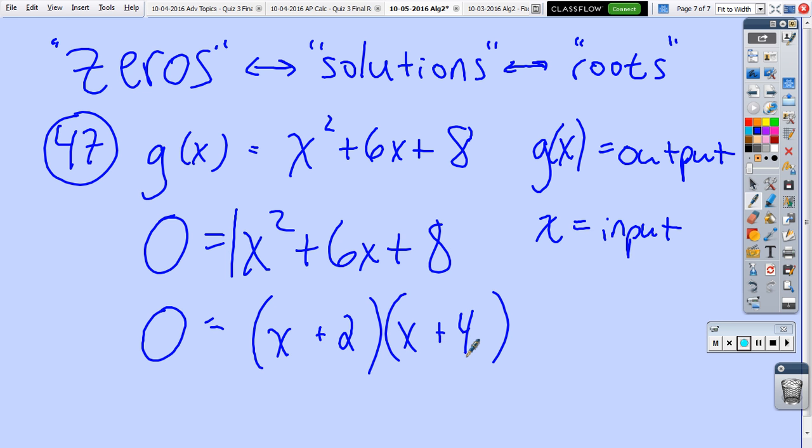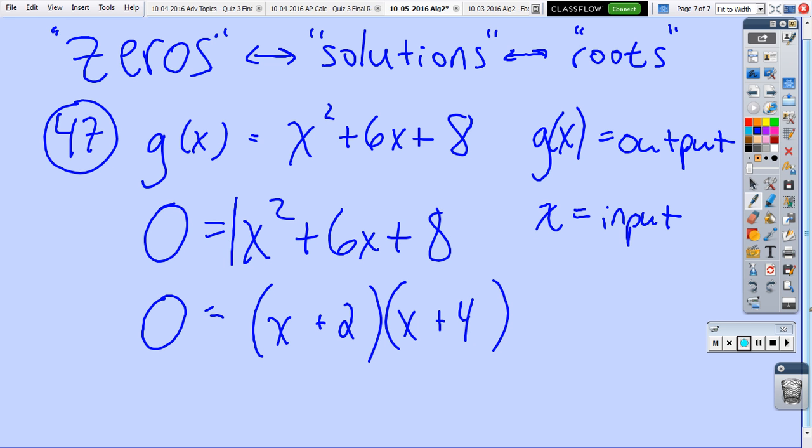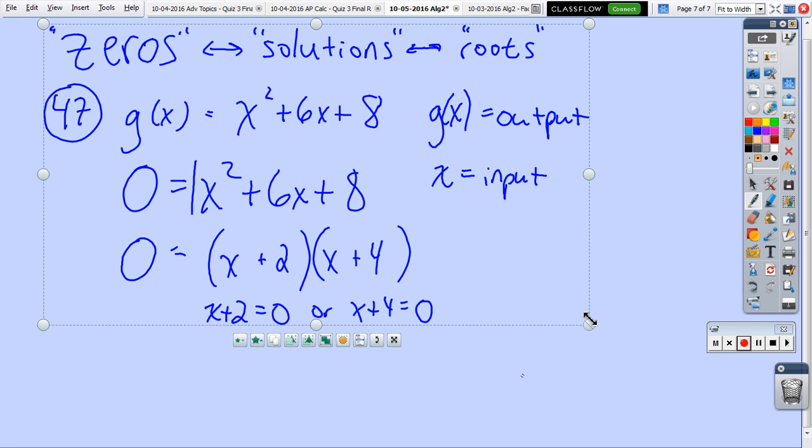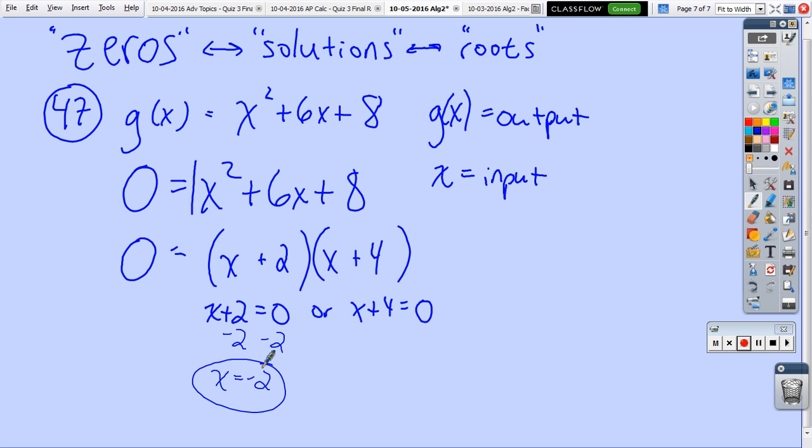So now you're here. So now 0 equals this times this. Now I can just say this could be 0 or this could be 0. So x plus 2 could equal 0, or x plus 4 could equal 0. All right, solving for each one. Minus 2, x could equal negative 2. Subtracting 4 from each side, x could equal negative 4. There are the two solutions.